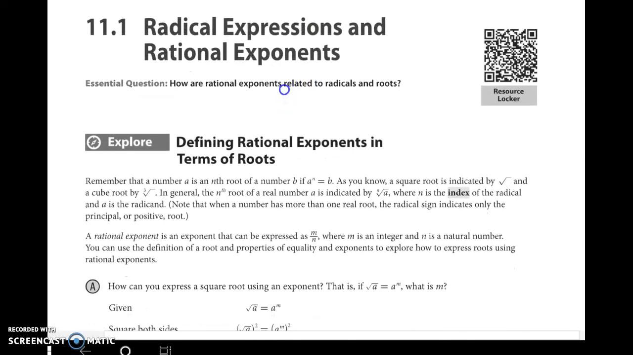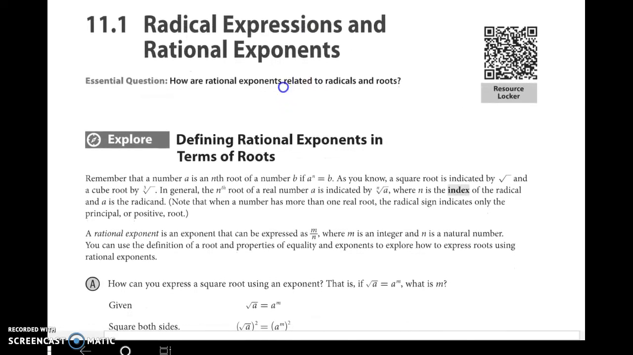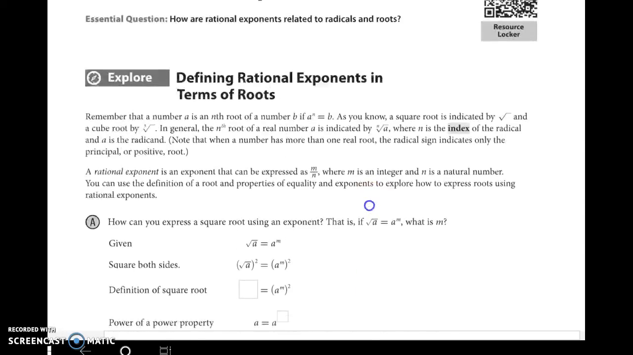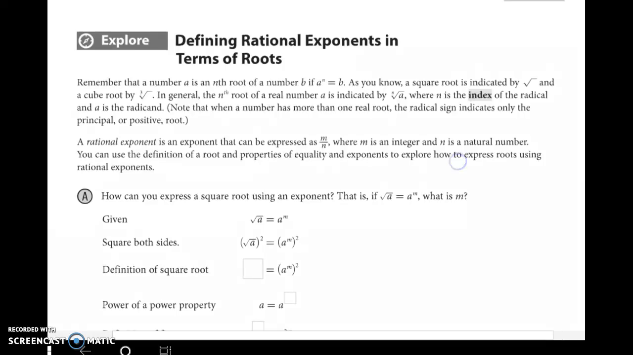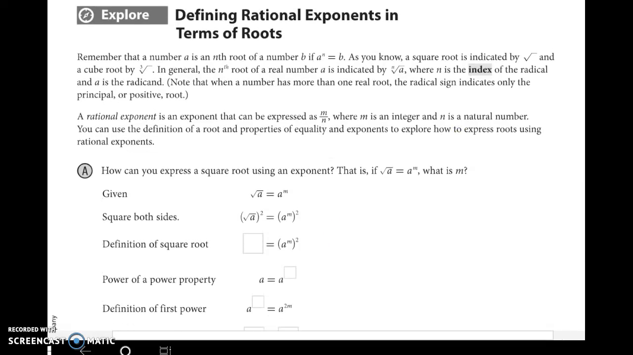Okay, so today I'm going to go over Module 11.1, Radical Expressions and Rational Exponents, and I am on page 533. So let's read what we're going over today. Defining rational exponents in terms of roots.